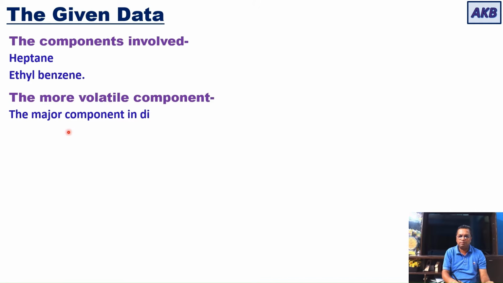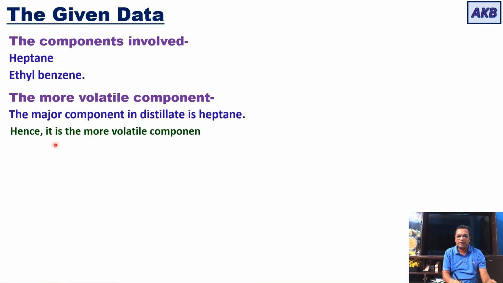We know the major component in the distillate is heptane, because as per the information that is given in the numerical, 98% of the distillate is heptane. And since heptane is the major component in the distillate, you can easily conclude that heptane is the more volatile component. What is the basis for this conclusion? The basis is the major component in the distillate is heptane.